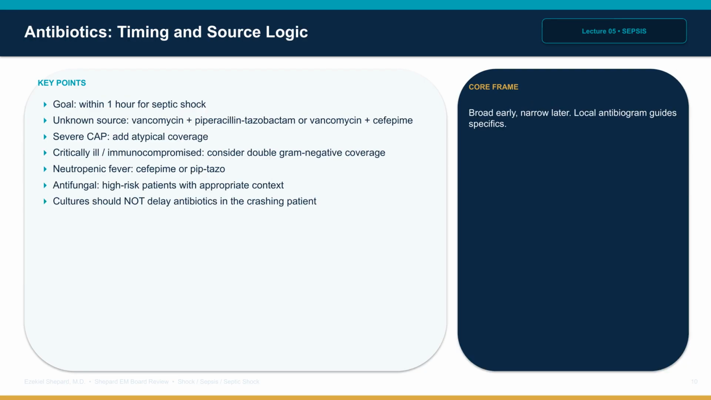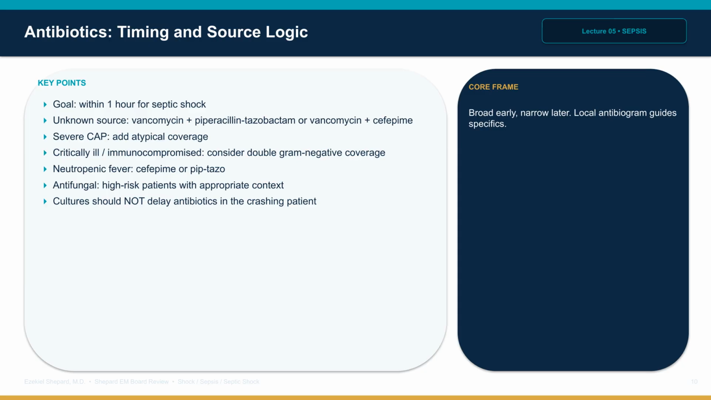Antibiotics are time-sensitive in septic shock, with a goal of administration within 1 hour of recognition. The empirical regimen depends on source, resistance risk, immune status, and the local antibiogram. For unknown source, common emergency department empirical choices include vancomycin combined with Zosyn or with cefepime. Add gram-negative double coverage in critically ill or immunocompromised patients.